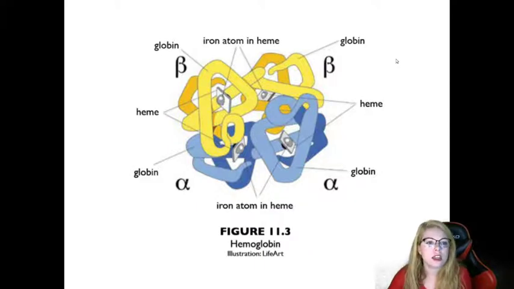So you're looking here, you're seeing the different globins. So we've got a beta globin here and another beta globin here, and then we've got an alpha globin and another alpha globin here, and they've color-coded them blue and yellow for you to see.